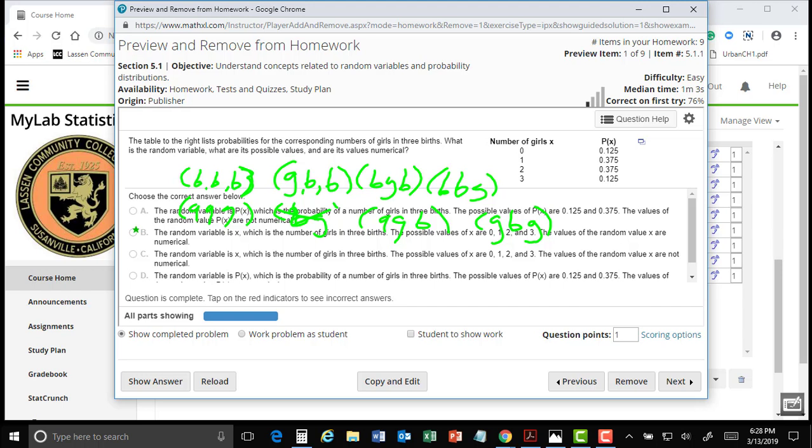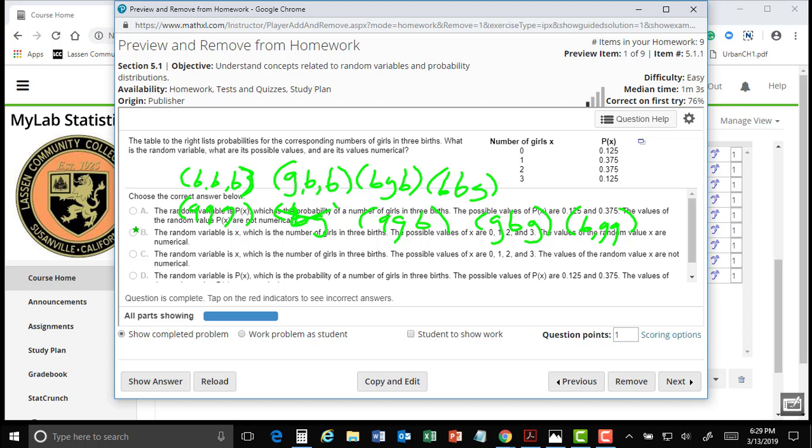Let's see, what else am I missing? Anybody see any? How about boy, girl, girl? Yeah. I don't have boy, girl, girl. What do I got? 8? I do? You count them? I have to count all of these. 1, 2, 3, 4, 5, 6, 7, 8.